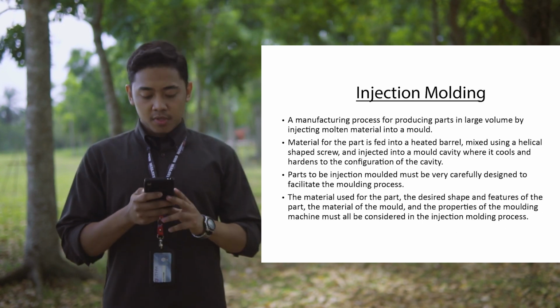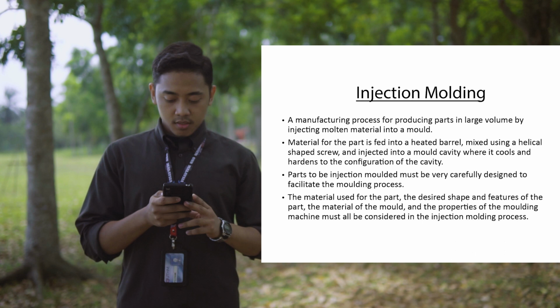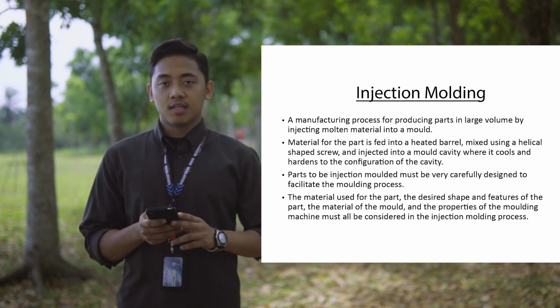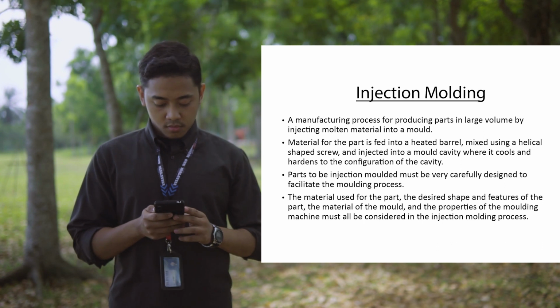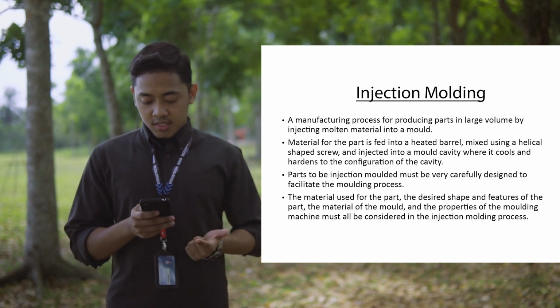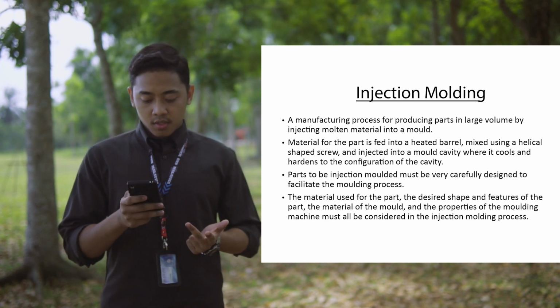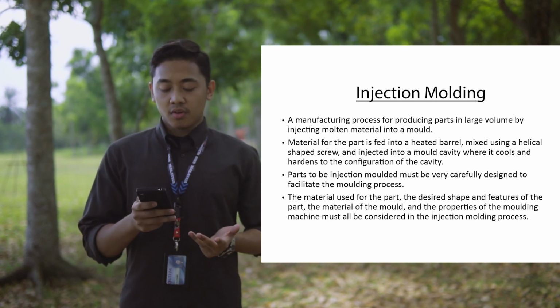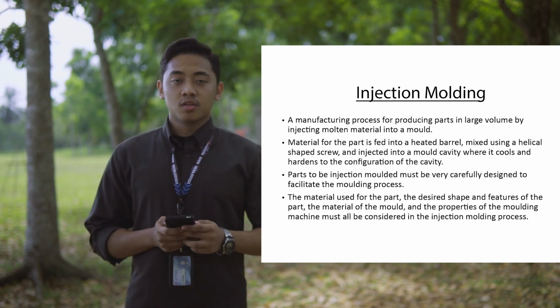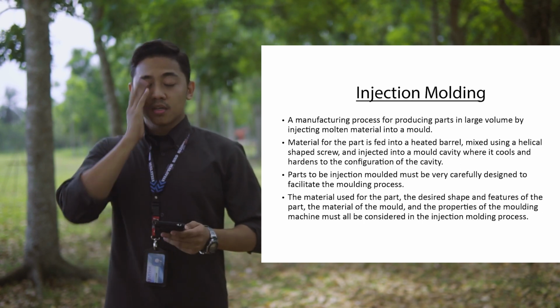A part to be injection molded must be carefully designed to facilitate the molding process and prevent deficiency. The material used for the part, the design shape, features of the part, the mold material, and the properties of the molding machine must be considered in the injection molding process to produce the best molded part.